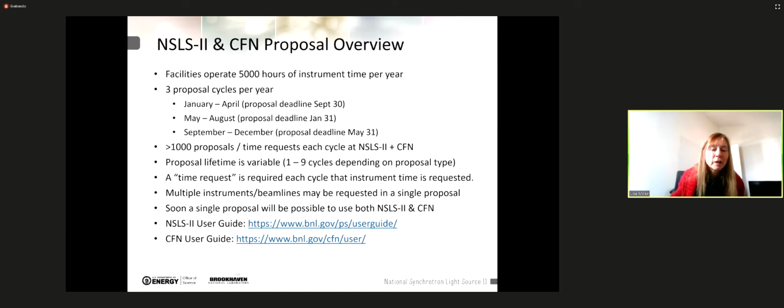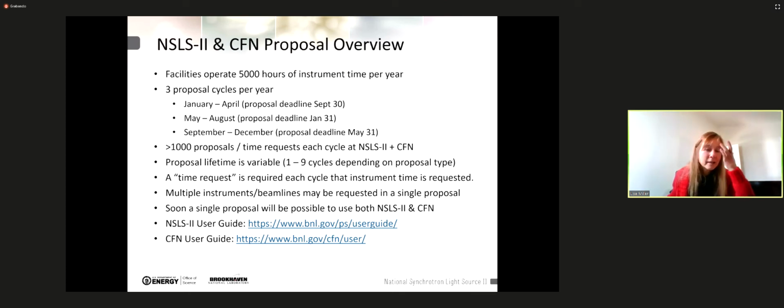The facilities typically operate on the order of 5,000 hours per year, and we have 3 proposal cycles per year. There's January to April, where the proposal deadline is the prior September 30th. May through August, the proposal deadline is the prior January 31. And September through December, the deadline is May 31st. So our next deadline coming up is January 31st, and that is for the May through August 2021 beam time cycle.